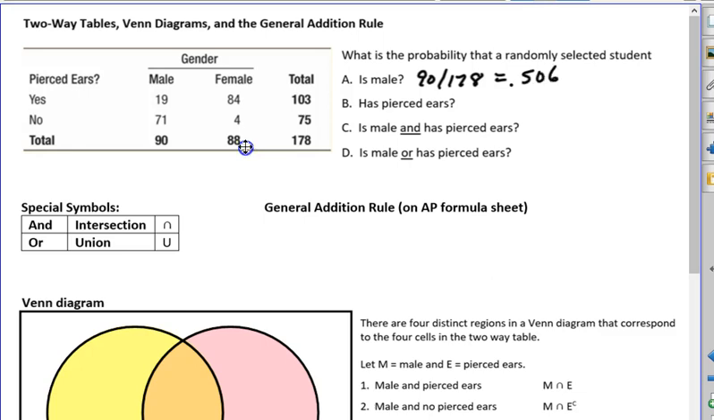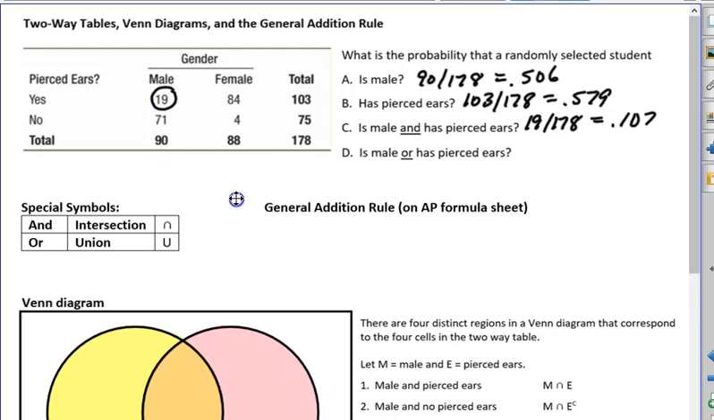What is the probability that a student has pierced ears? Well, we look at the total of pierced ears, 103, divided by 178, which is 0.579. What is the probability that a person is male and has pierced ears? So that they are in both of these categories. Well, that would be this group right here. 19 males have pierced ears, so that would be 19 out of 178, or 0.107.